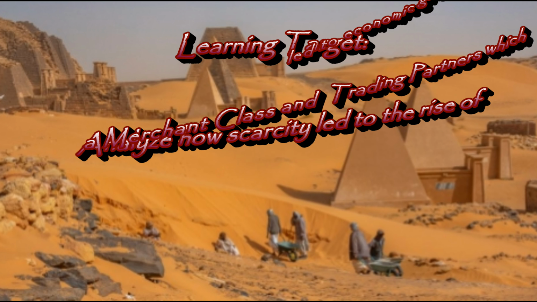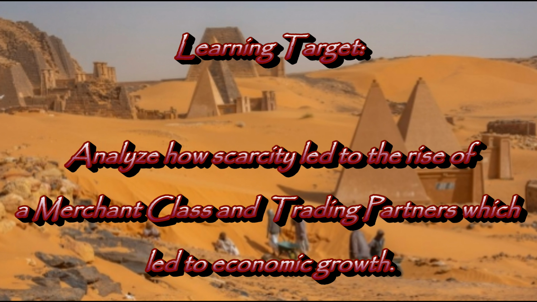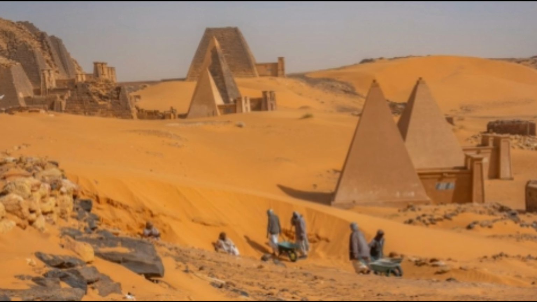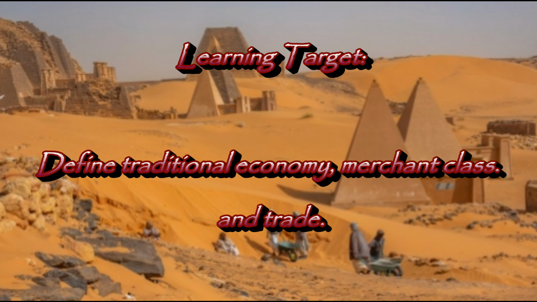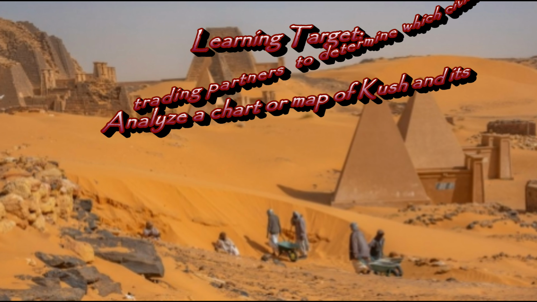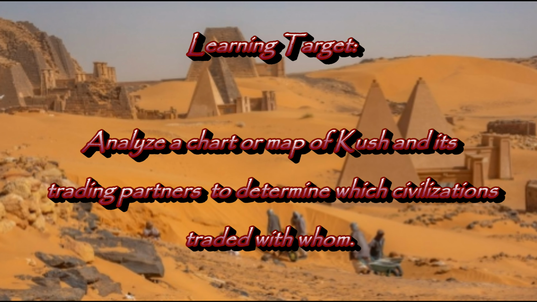Our learning targets for today are going to be analyze how scarcity led to the rise of a merchant class and trading partners, which led to economic growth. Define traditional economy, merchant class, and trade, and analyze a chart or map of Kush and its trading partners to determine which civilizations traded with whom.